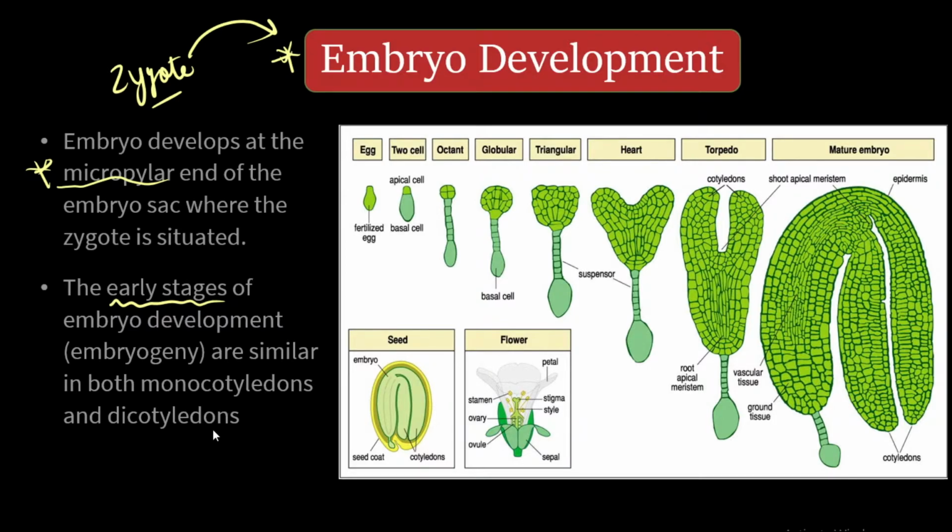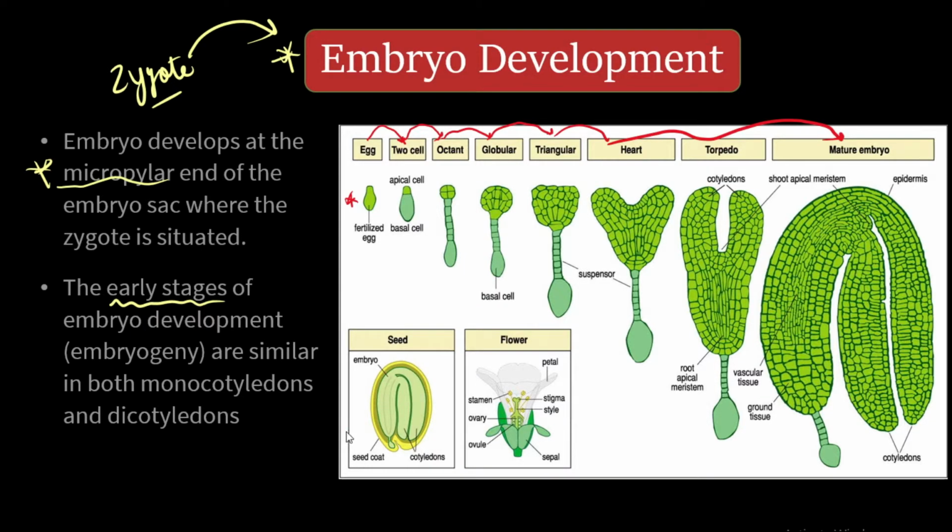Stay tuned. Here what you're looking at is the fertilized egg that gets divided and forms a two-cell stage. Then it gets divided continuously to form the various stages. At last, what we get is the mature embryo. Understood? So this is how the development of the embryo takes place.